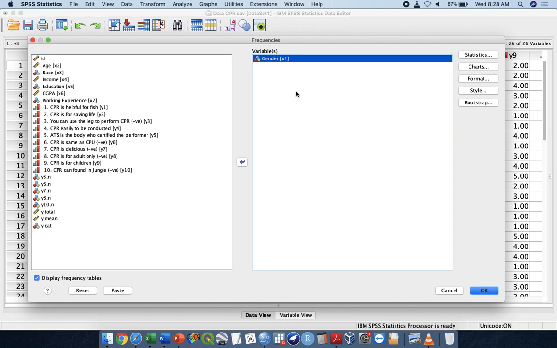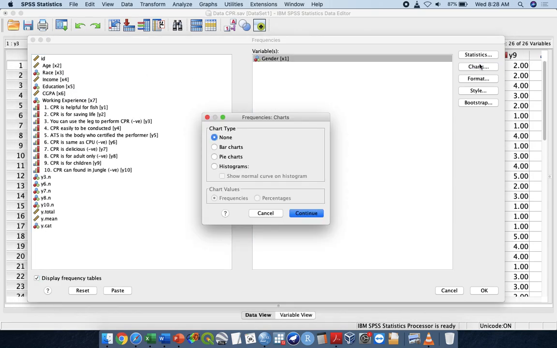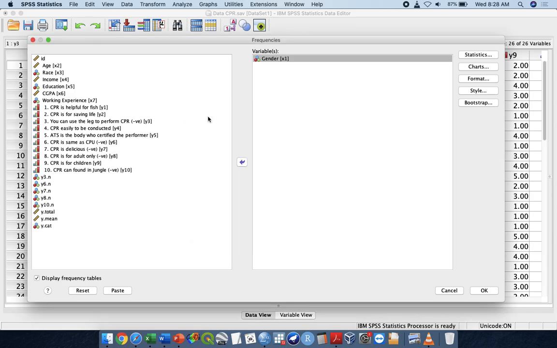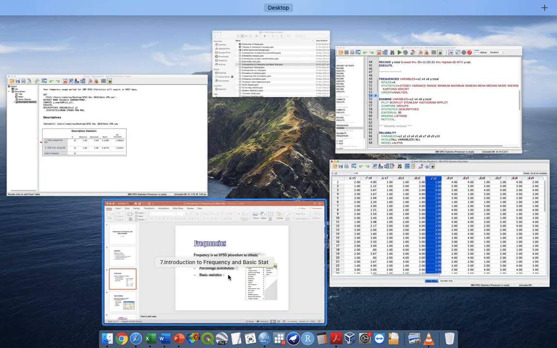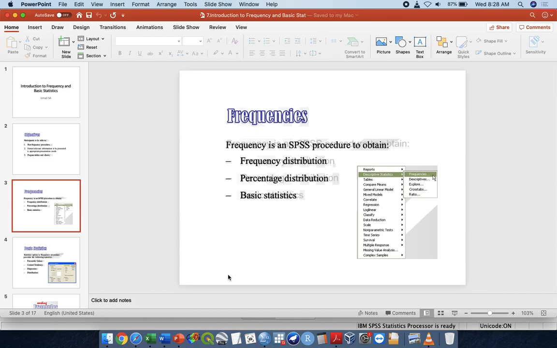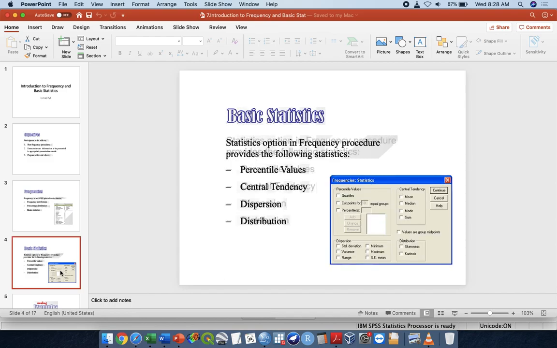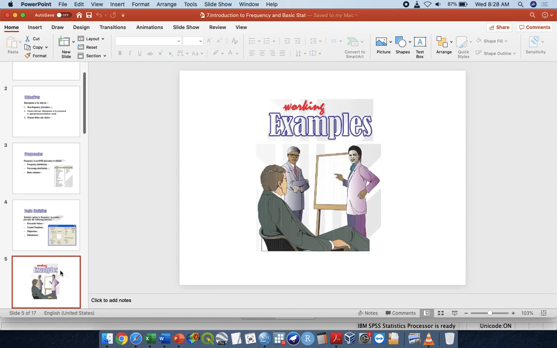If you want to develop charts, no problem, because you can straight away request the pie chart, or whatever chart is relevant and suitable for your data set. That's why at the very beginning of our lecture yesterday, we learned about scales of measurement. Remember the 4 scales of measurement, namely nominal, ordinal, interval, and ratio. Inside the basic statistics, we have all these functions. You can request for that.